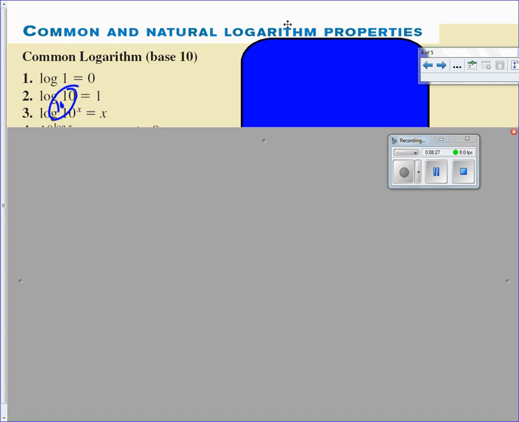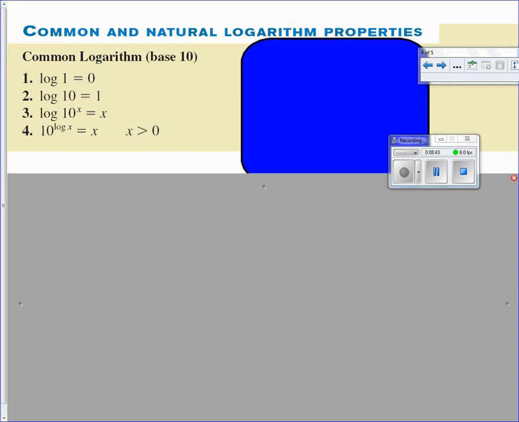If I have log of 10 to the x power, remember there's a base 10 here, this piece cancels out, and I'm left with just an x, so the answer is x. And then the last one is, if I have 10 to the power log of x, remember that there's a 10 here, it's not written in, these cancel out, and I'm left with just x as my answer.